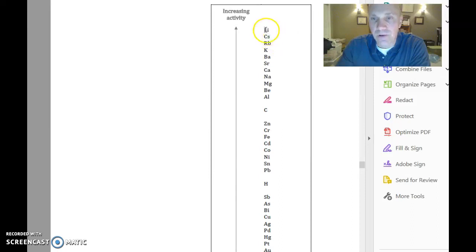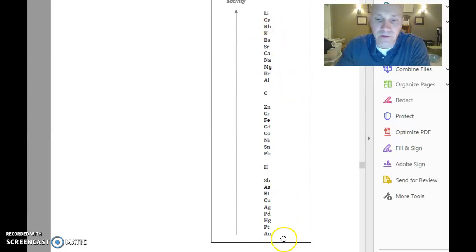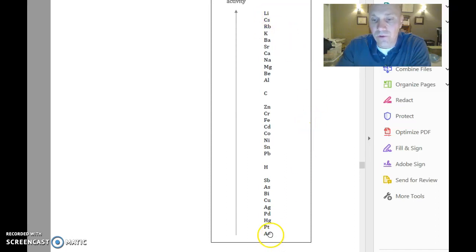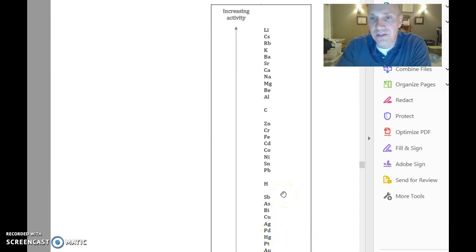So lithium is highest on the list, so let's compare it to something way down on the bottom of the list, like gold. What this means is that lithium would be way more likely to get oxidized than something like gold. Gold metal is not likely to get oxidized. It's not likely to lose an electron and become gold ion. And hopefully that would make sense.